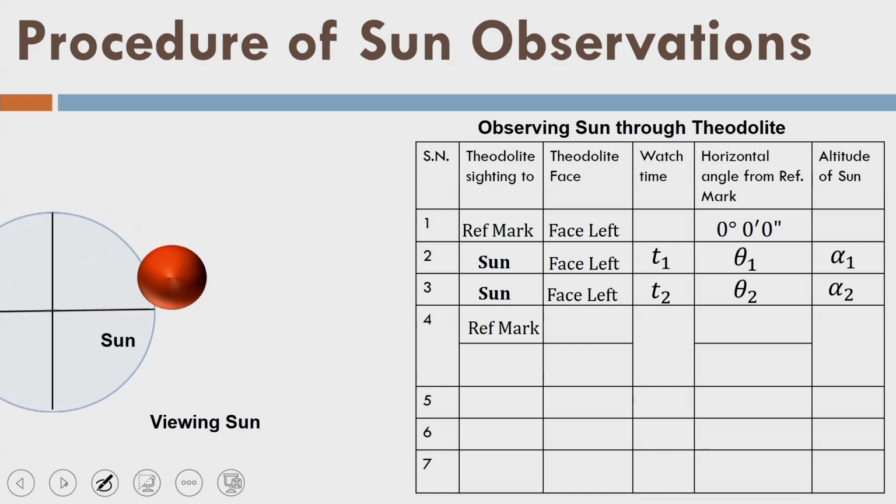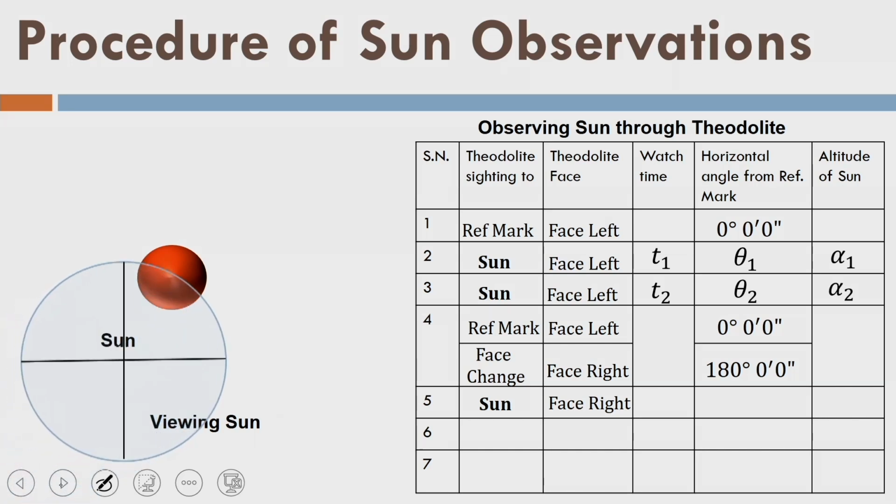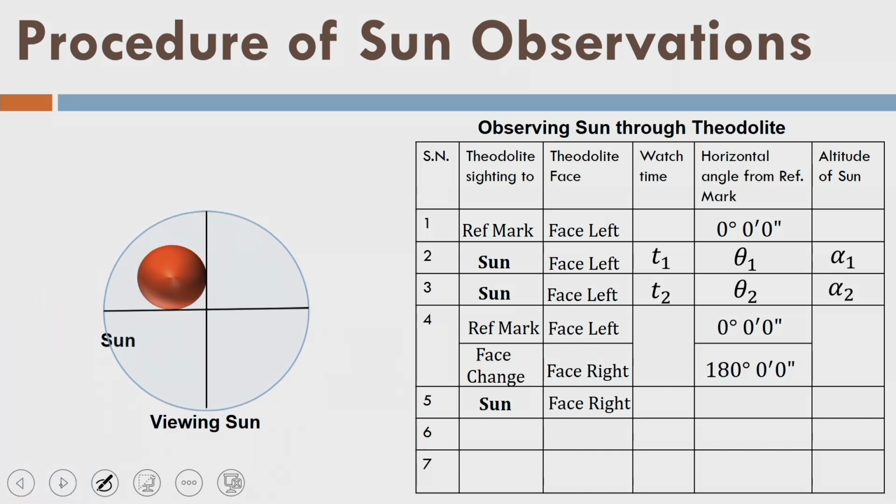Okay, now I will go back to the reference mark and I will change the face. Well, with the face left, I should get 0 degree answer again. Now I will change the face. I will bring the face right, change the face of theodolite, and then I should have 180 degree here, very obvious if there is no error in the theodolite. Then I will again measure the sun with face right. So let us see, I am bringing the sun, but this time I will bring into the second quadrant like this. So I will bring this crosshair arrangement in such a way that the sun is touching this way here. So I have measured t, theta and alpha again, third time.